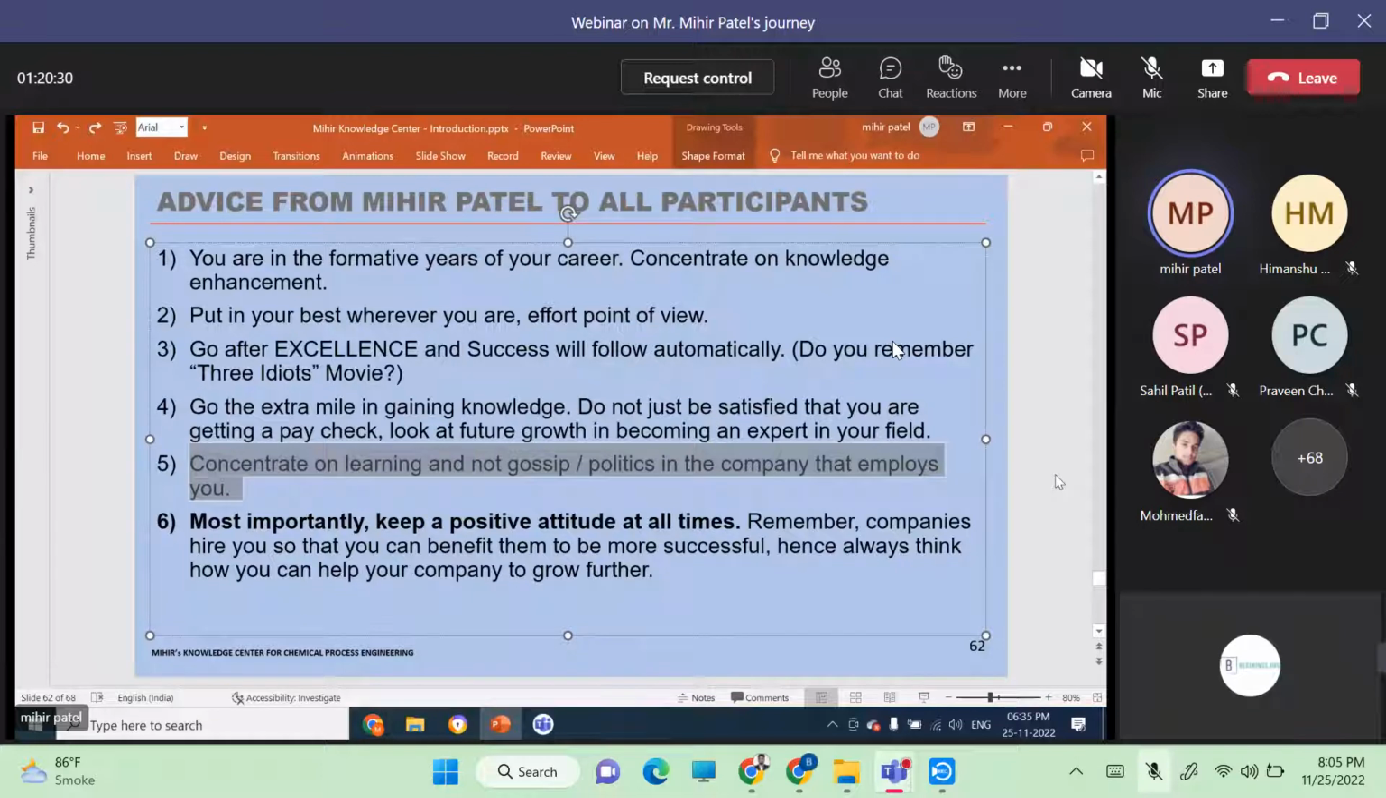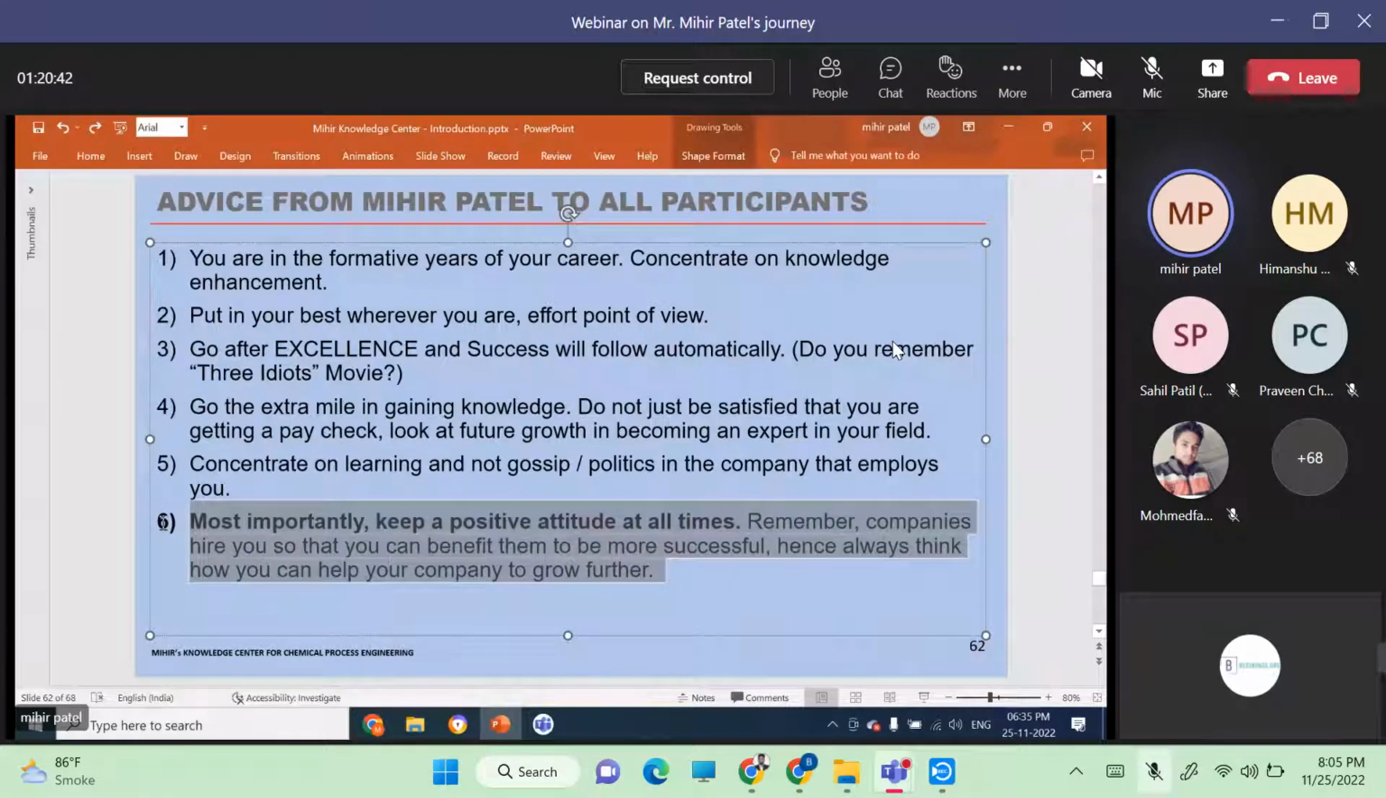Concentrate on learning. Please do not gossip or play politics in the company that employs you. Okay? Your emphasis should be on learning because these are your formative years. Most important, this is very important. Keep a positive attitude at all times.